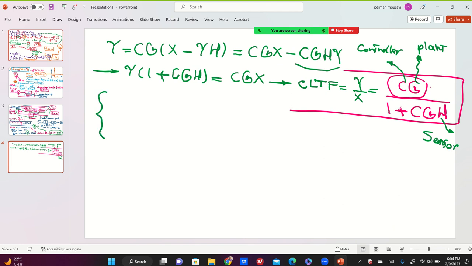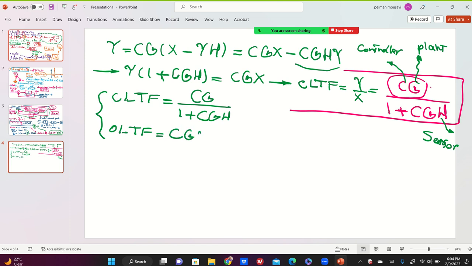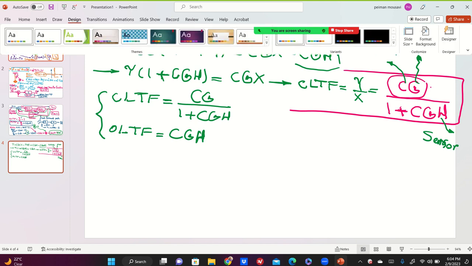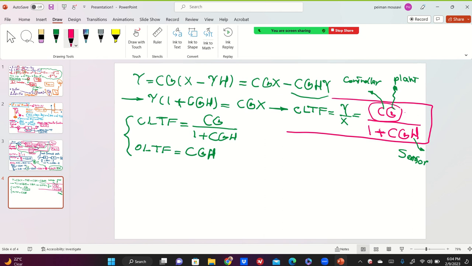So we got it. I'm writing here: the closed loop transfer function, by having the sensor and the controller in the loop, is CG over 1 plus CGH. The open loop transfer function is going to be CGH. Keep this in mind because I'm gonna work on this term, guys.